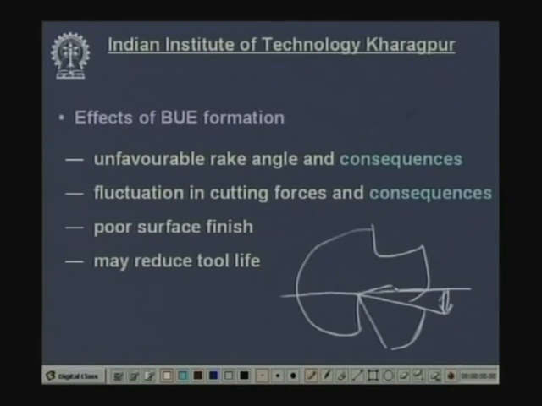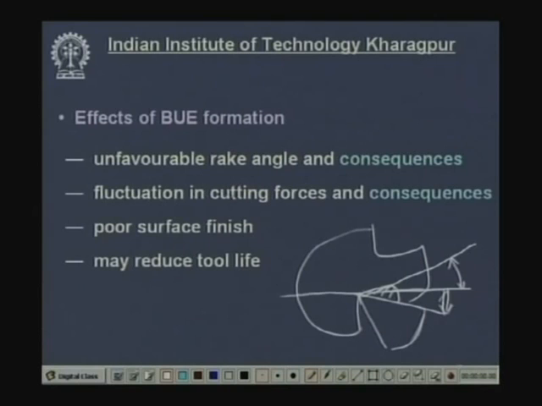Now, when the built up edge forms, it becomes a part of the tool and the rake angle becomes negative. When it becomes negative, the chip reduction coefficient increases, the cutting force increases, and then we have to face the consequences. Because of the increase in cutting force, more power is consumed, there is a lot of vibration and the dimensional accuracy will be lost. What is the other effect?